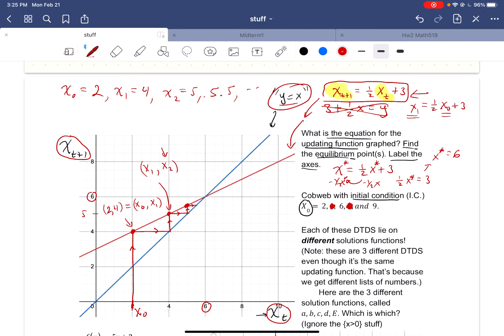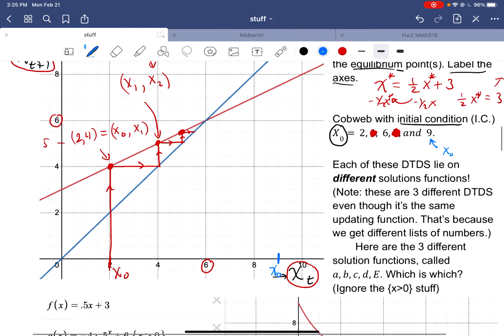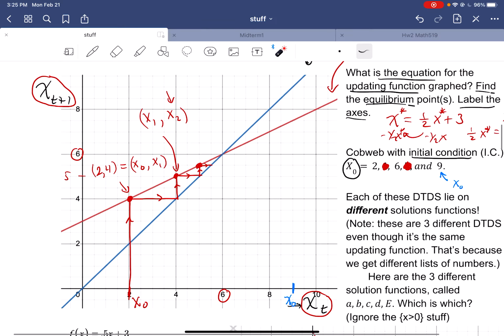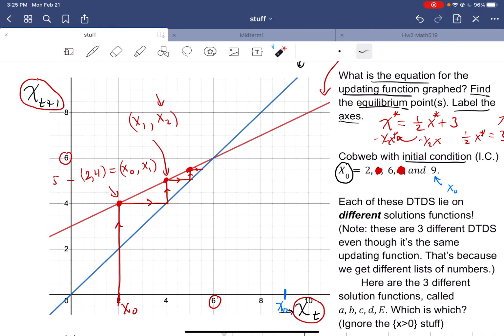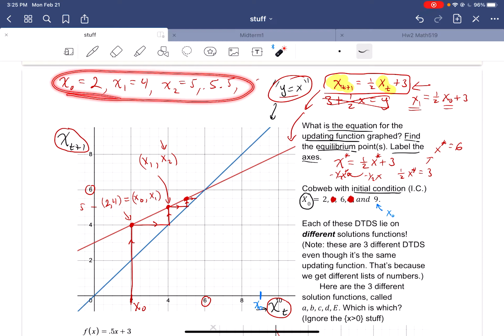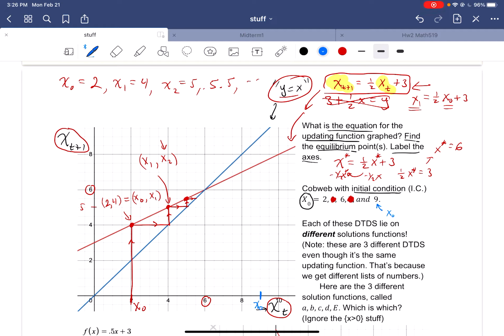Okay, that's one discrete time dynamical system. But if I use other values, so now let's use x naught equals 9, or my initial condition is 9. Now I'm going to cobweb that, and I tell the reader, here's my initial condition. Notice these have the same name, x naught, and that's just saying, hey, here's where I'm going to start. But what really makes the discrete time dynamical system is the entire path. It's this entire path.